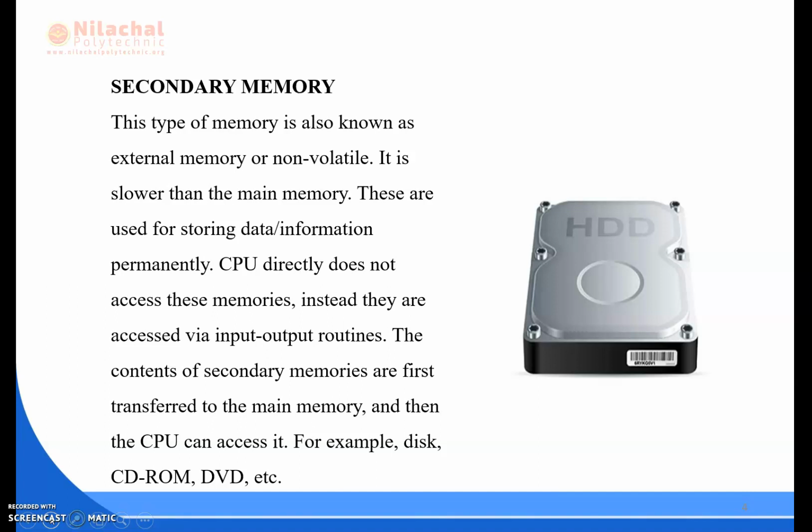The secondary memories are non-volatile memory. As they are permanent memory, they are non-volatile. It is slower than the main memory. These are used for storing data and information permanently. The CPU does not directly access this memory. Instead, it accesses it using input and output routines. The contents of secondary memory are first transferred to main memory, then the CPU can access it. Some examples of secondary memory are CD, DVD, CD-ROM, disk, etc.